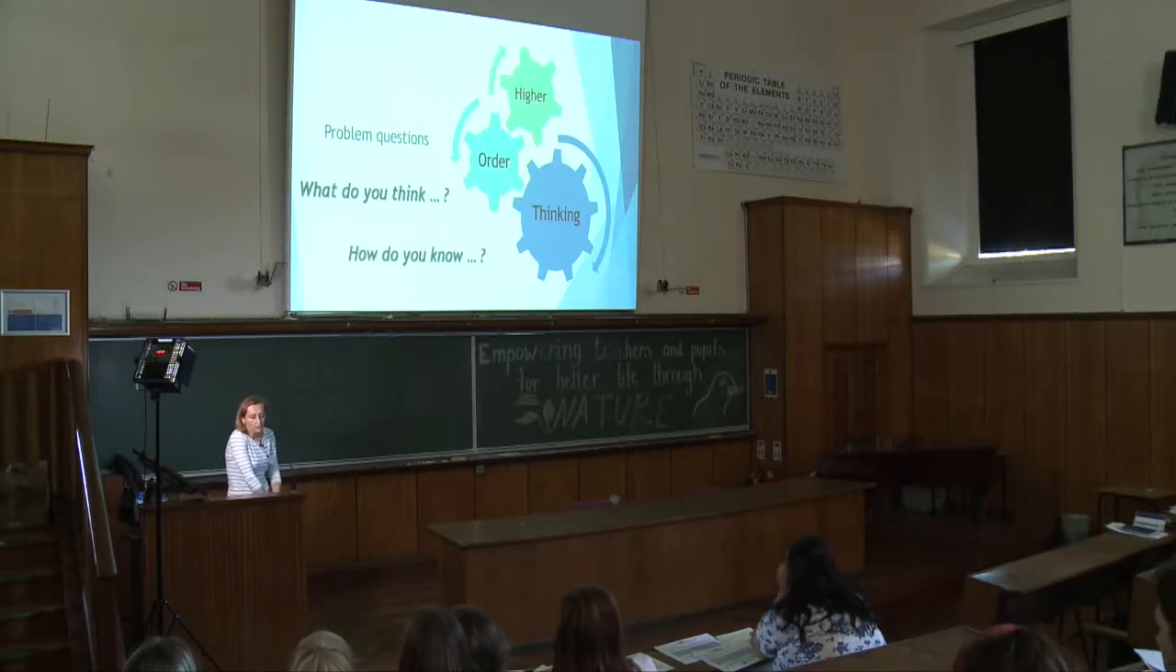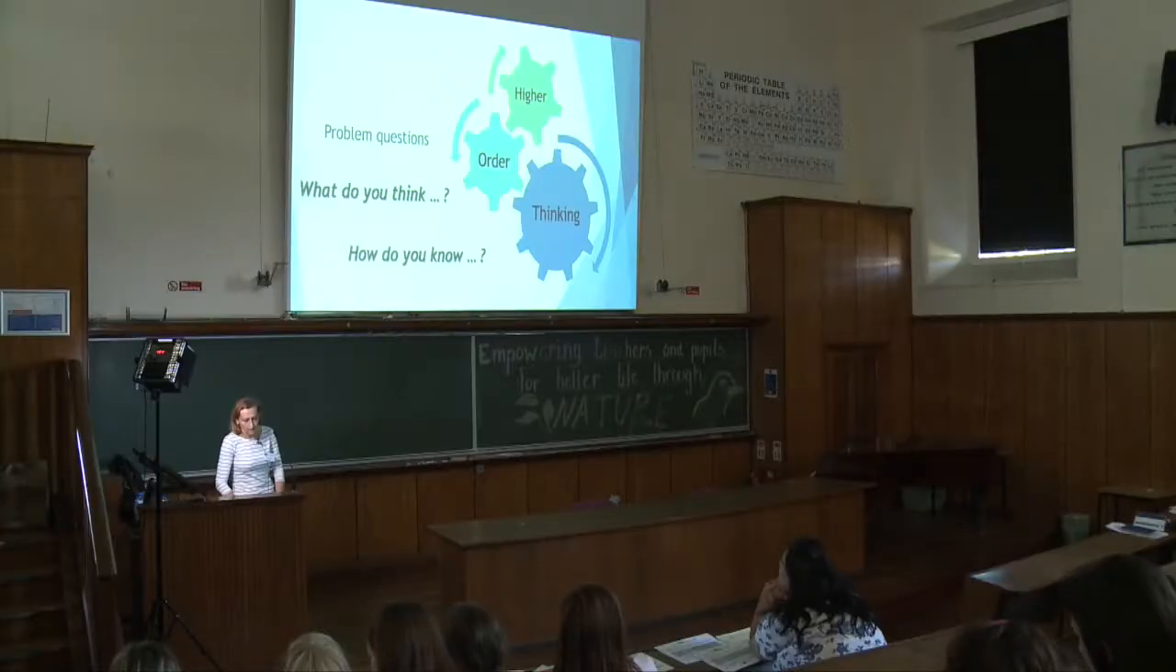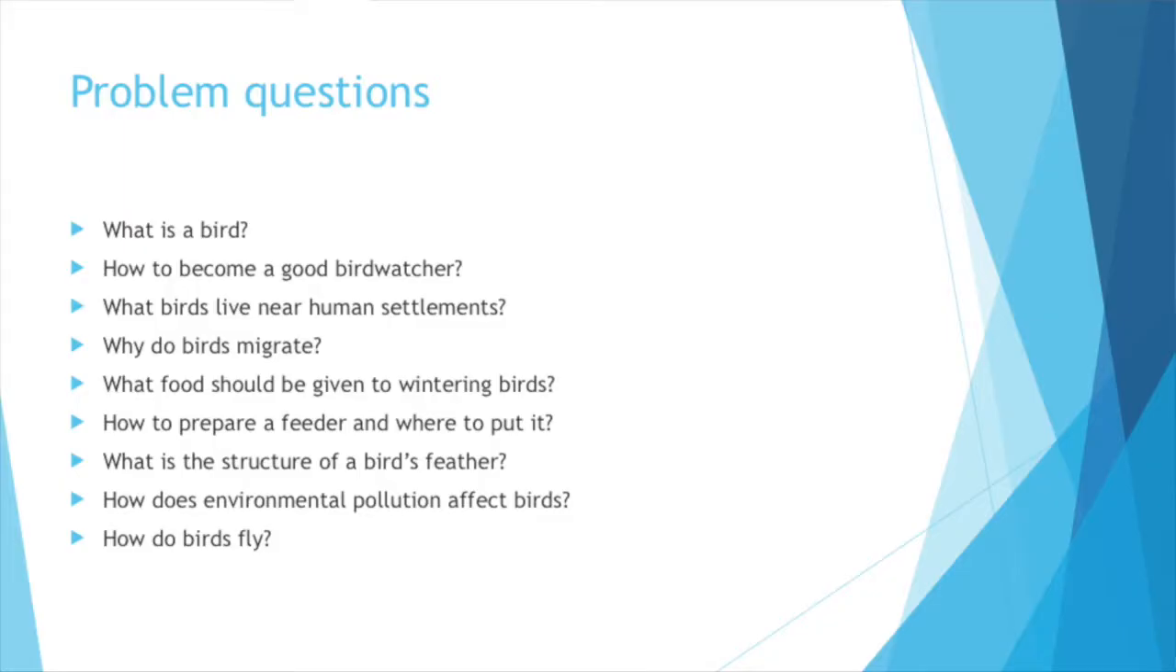Another kind of question is the higher-order thinking question, and it is a problem question. For example, what do you think about something? How do you know? With these questions, we encourage children to be active, to think, to solve the problem, to examine, to find out something. On this slide, you have examples of problem questions. What is a bird? How to become a good bird watcher? What birds live near human settlements? I have used questions from our teaching materials, so there are a lot of higher-order thinking questions, and you can use this kind of question.